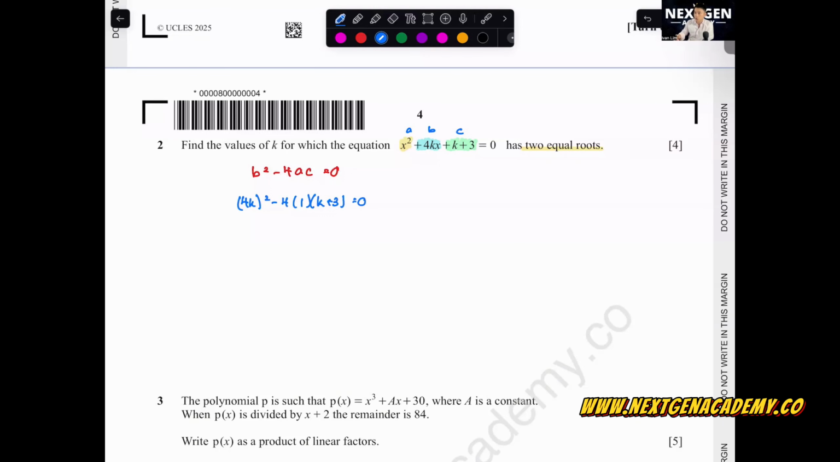All we need to do is solve this equation. 16k squared minus 4k minus 12 equals 0. This time we're going to divide the whole thing by 4. 4k squared minus k minus 3 equals 0. Then we factorize this: 4k plus 3, k minus 1. Then we'll get k equals negative 3 over 4, k equals 1.